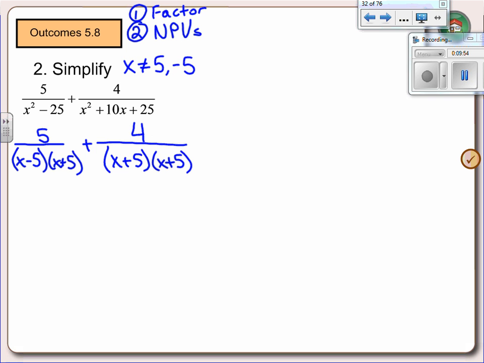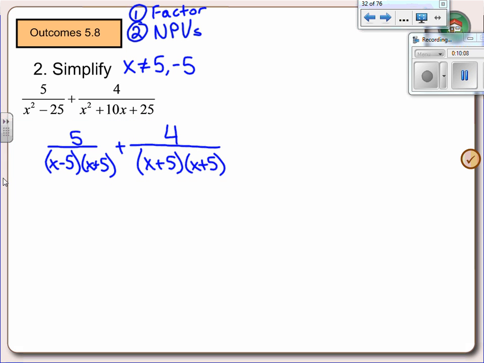Now, we need a common denominator to be able to combine these things. And the common denominator on this one's kind of tricky. The first thing we're going to do is look at the bottom of the first one, and we notice that it has an x minus 5, and the one on the right does not have an x minus 5. So we need to put the x minus 5 in there. And if you do something to the bottom, you also have to do it to the top.